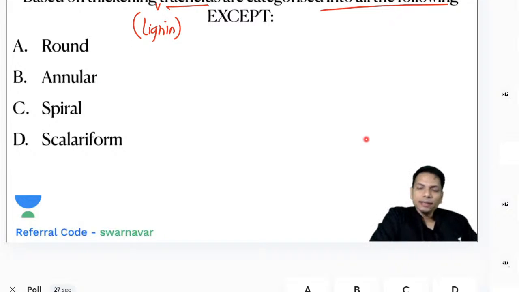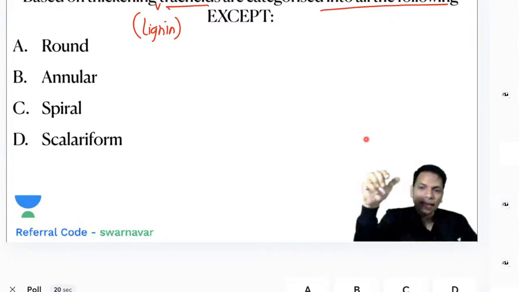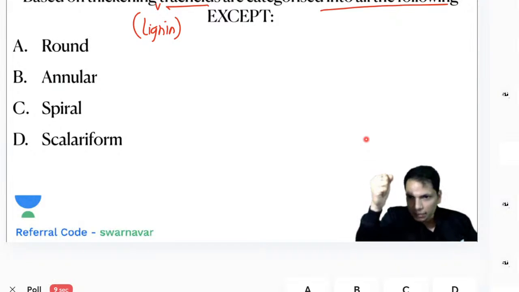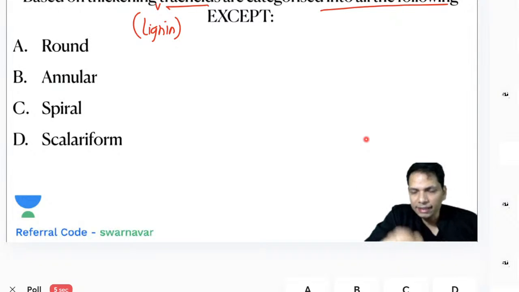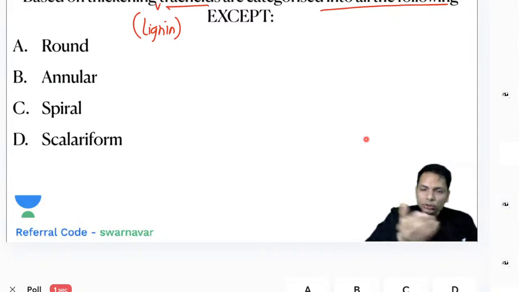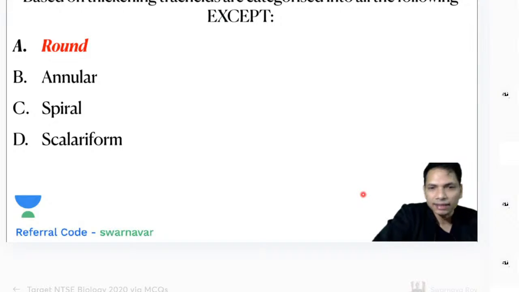As I said, in xylem tracheids and vessels there is secondary cell wall deposition that is called lignin, right? Once lignin deposition has happened, these components die. And lignin is very tough. Once lignin is deposited, xylem becomes very tough and helps the plant by giving mechanical support. When lignin is deposited, it is in a different design, okay? So what is the design that is not there?